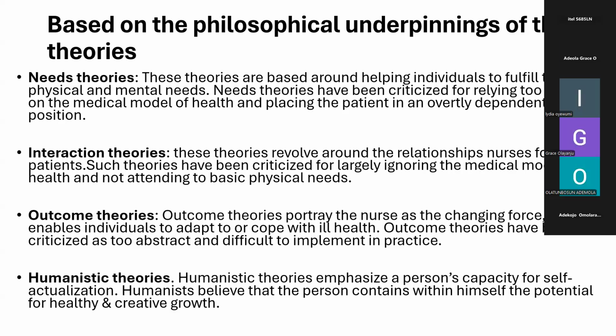Theory of caring is a humanistic theory. Okay. What about outcome theories that see the nurse as the changing force who enables the individual to adapt or cope with ill health? Adaptation. Roy's adaptation. Yes, Roy's adaptation is there. Yeah, Roy's adaptation is correct. Which one is another outcome theory?